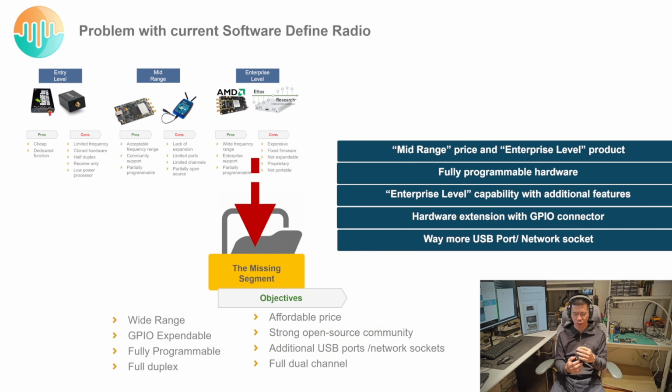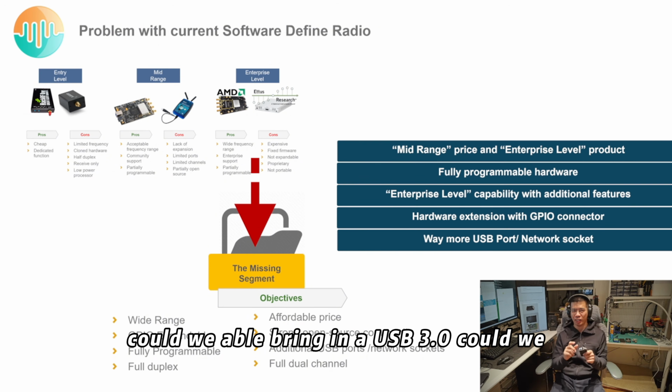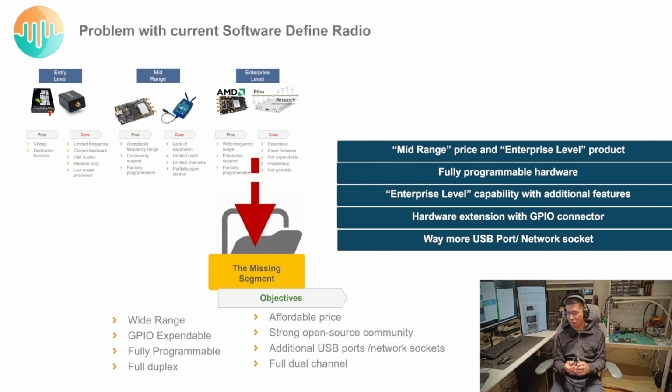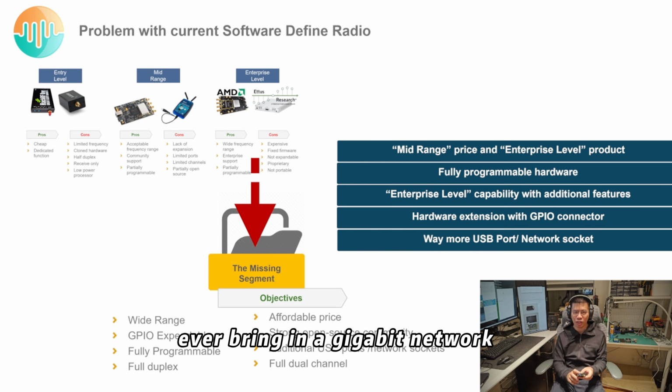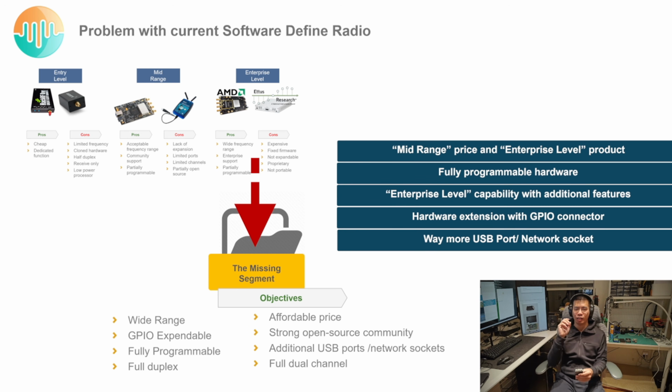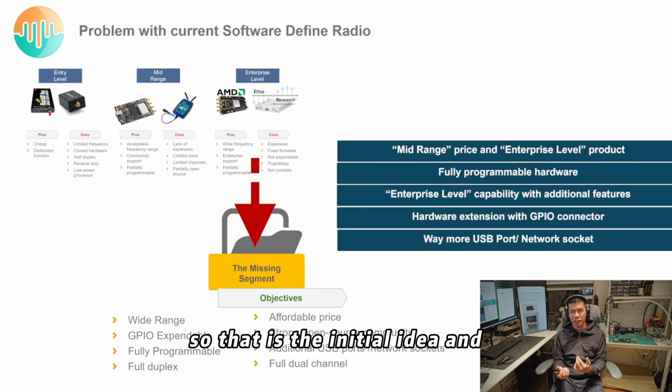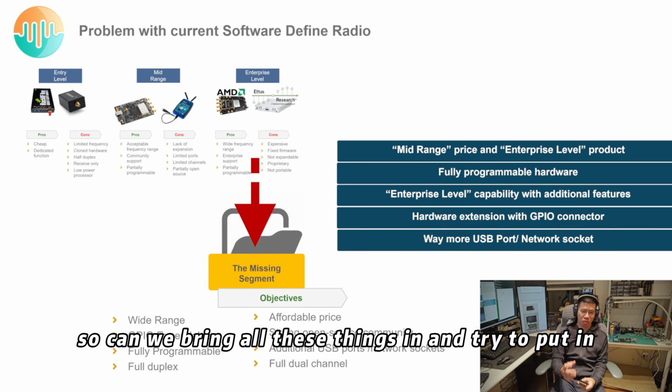And then, could we ever bring in USB 3.0? Could we ever bring in a gigabit network? Could we ever bring in, most probably, Type C into the product? So that is the initial idea, and that is what we were thinking. Can we bring all these things in and put them in, right?